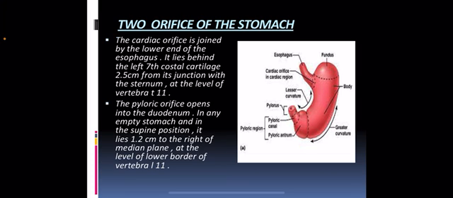Two orifices of the stomach. The cardiac orifice is joined by the lower end of the esophagus. It lies behind the left 7th costal cartilage, 2.5 cm from its junction with the sternum, at the level of thoracic vertebra 11. The pyloric orifice opens into the duodenum in an empty stomach and in the supine position. It lies 1.2 cm to the right of the median plane at the level of the lower border of thoracic 11 vertebra.